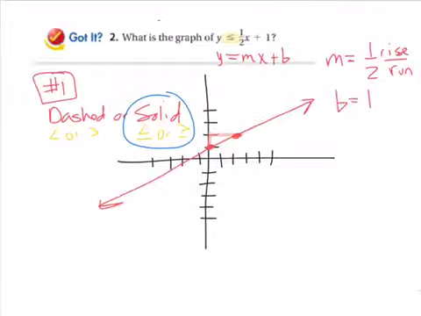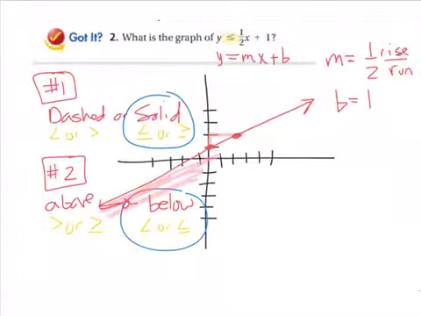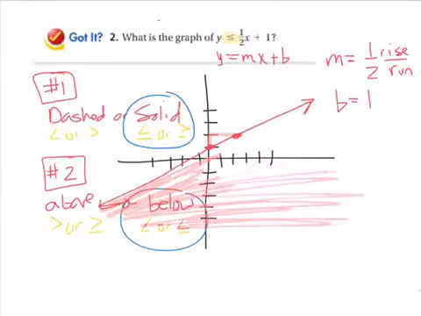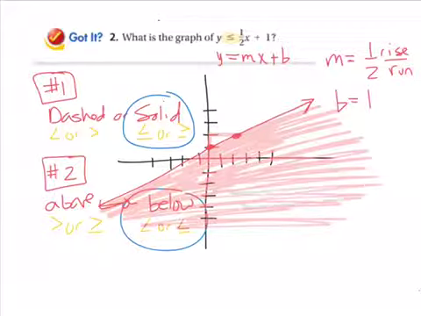And then that brings me to my second question. The second question is, should we shade above or should we shade below that line? So if you look at your inequality symbol, you have a less than or equal to. That would be below. Below is anything less than, and above is anything greater than. So this time I want to shade everything below that line. And so it's going to be really everything down here in the coordinate plane is going to be part of my answer. We're shading all below the line.